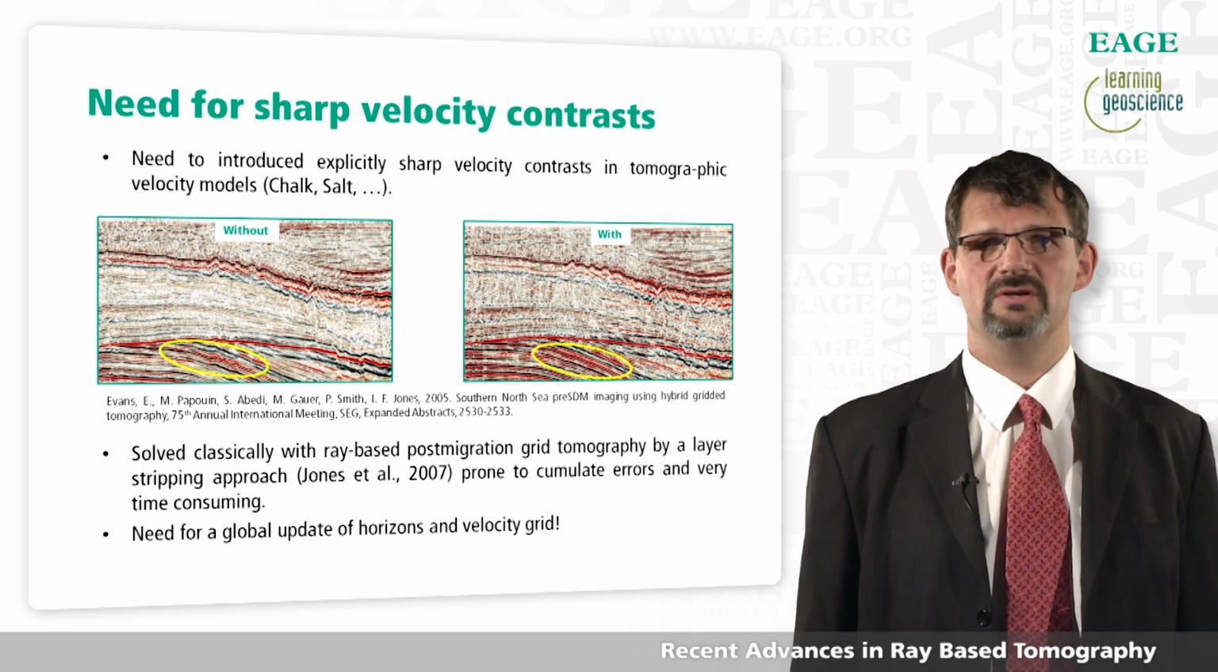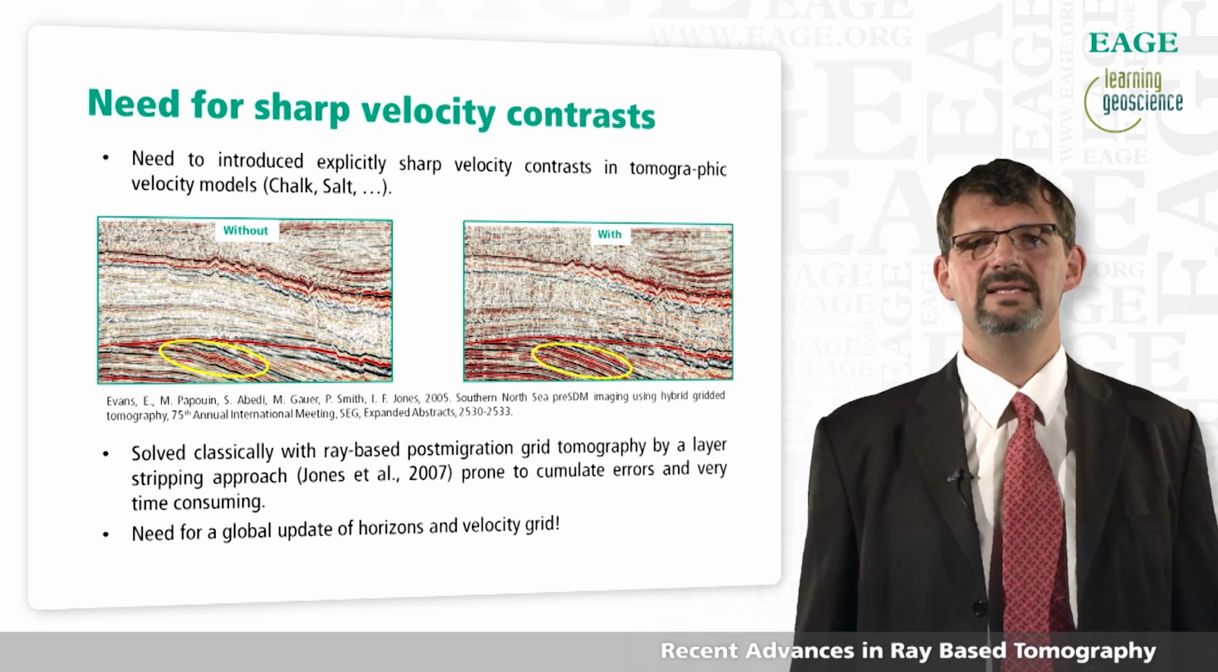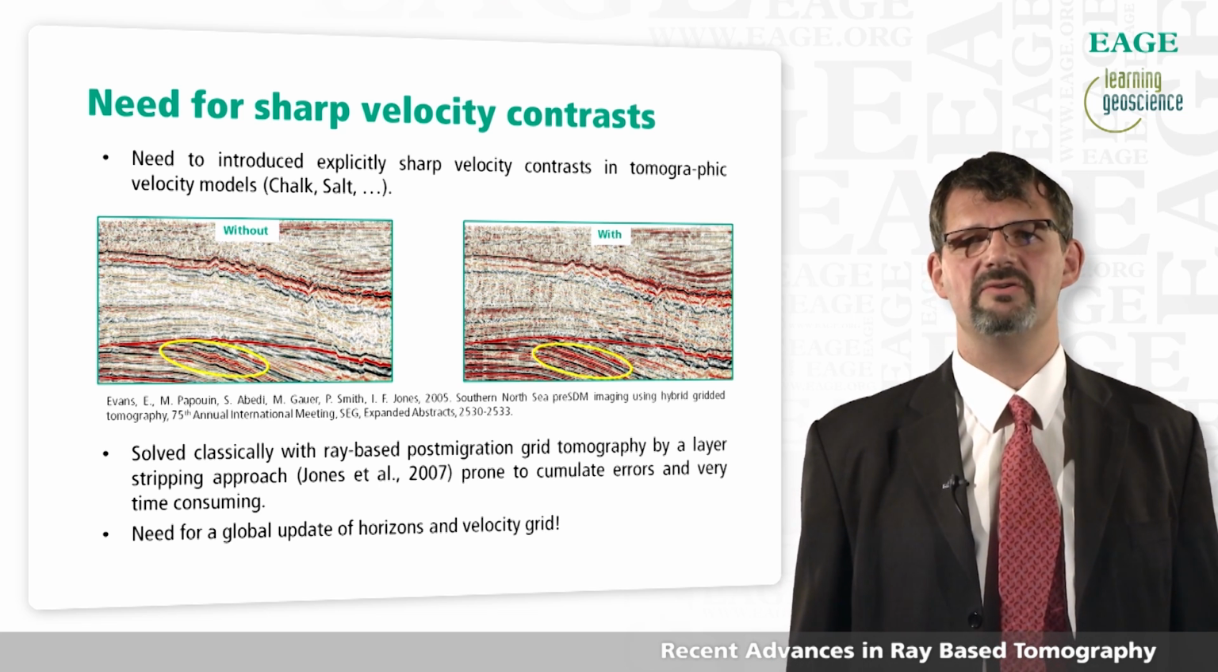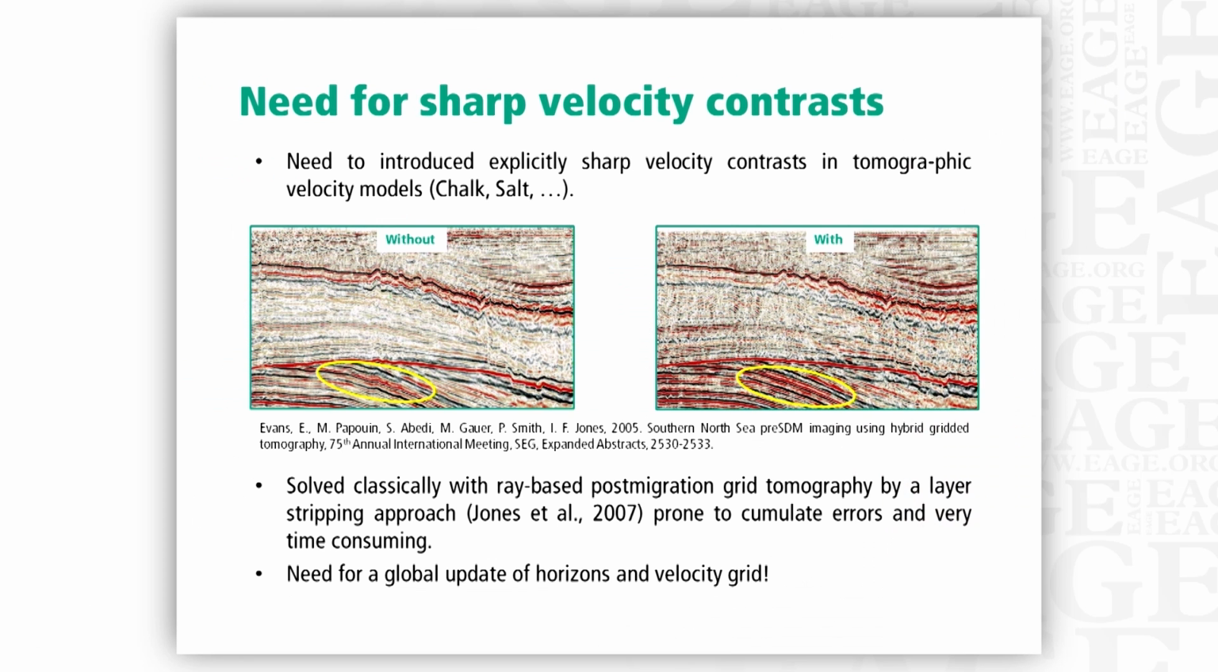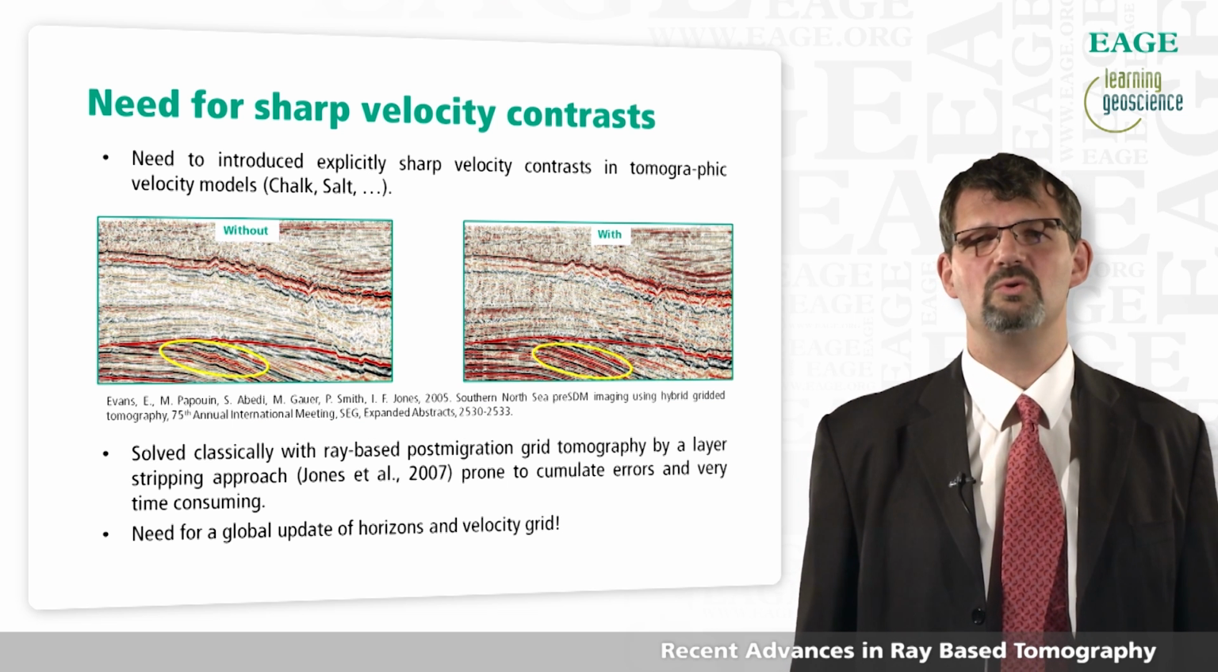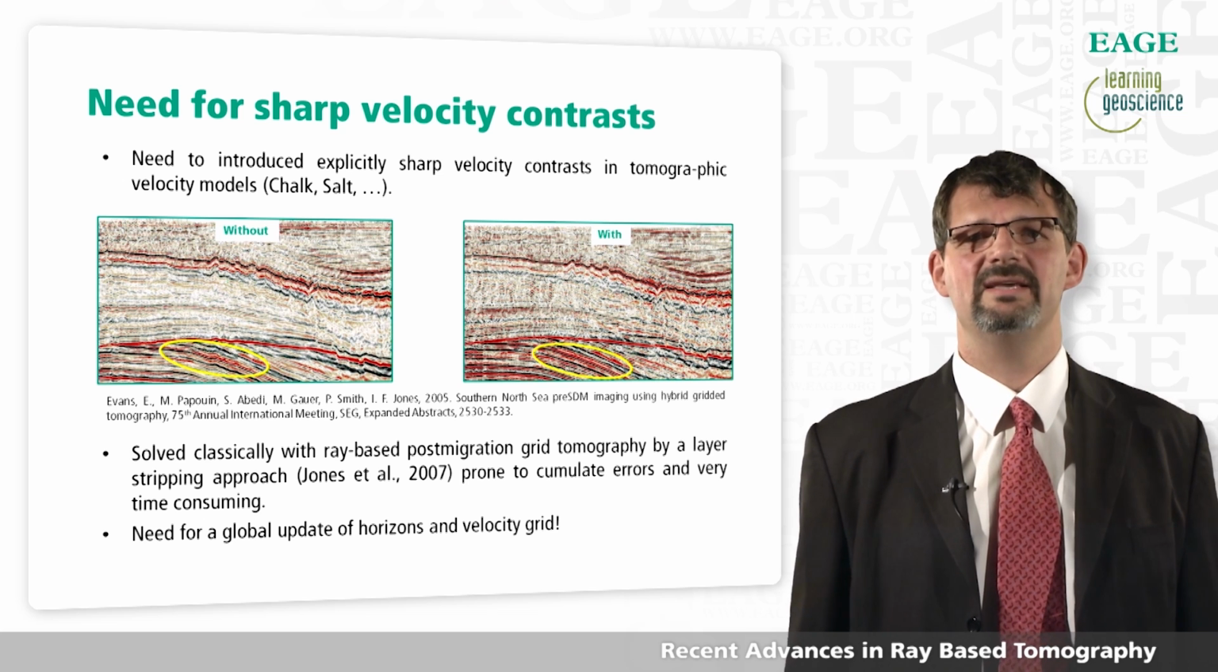There is some solution. The classical solution is to perform wave-based post-migration grid tomography by a layer stripping approach, where you first update the first layer, you then perform depth migration, you pick the horizon, the bottom of the layer, you fix it, you introduce a sharp velocity contrast and go to the layer below. So it works, but there are some limitations because, for example, it's prone to accumulate errors and it's very time consuming.